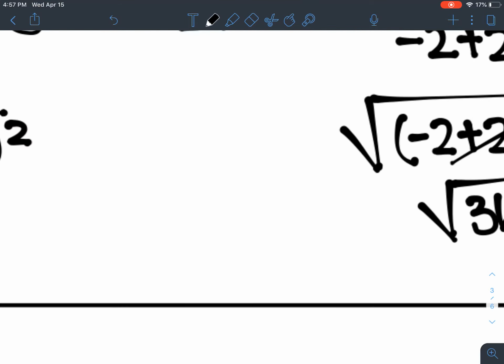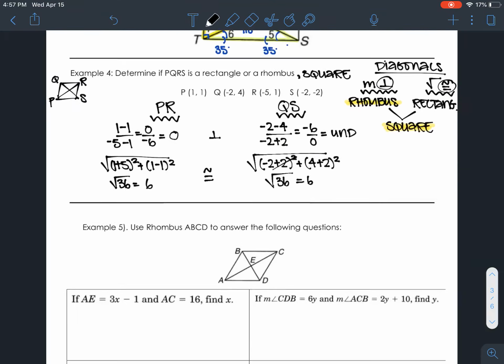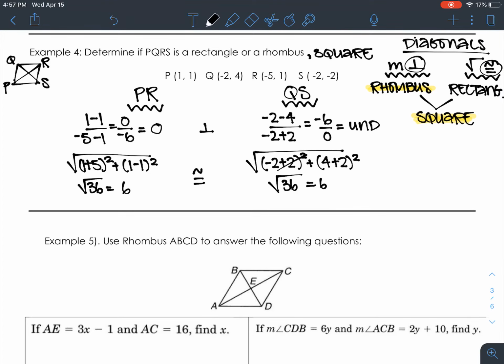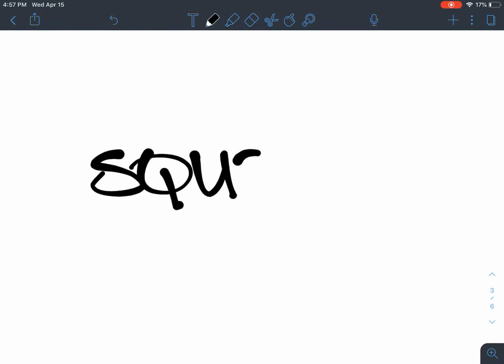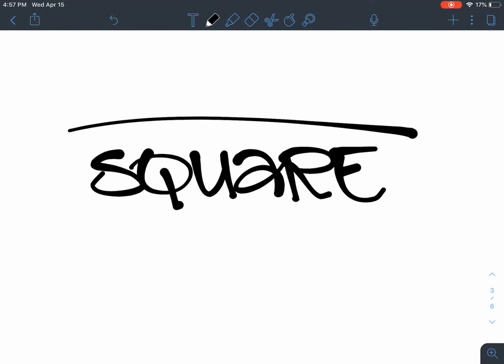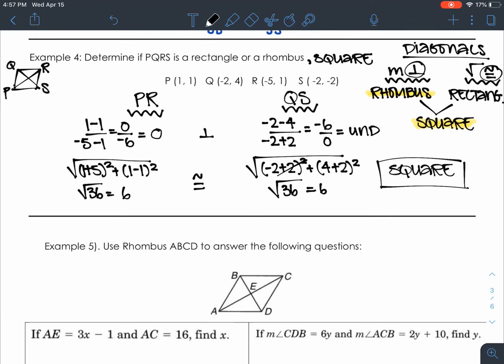So my diagonals are also congruent. And now that I have diagonals that are both perpendicular and congruent, that means it is a square. I'm going to pause there and then we'll come back with rhombi.